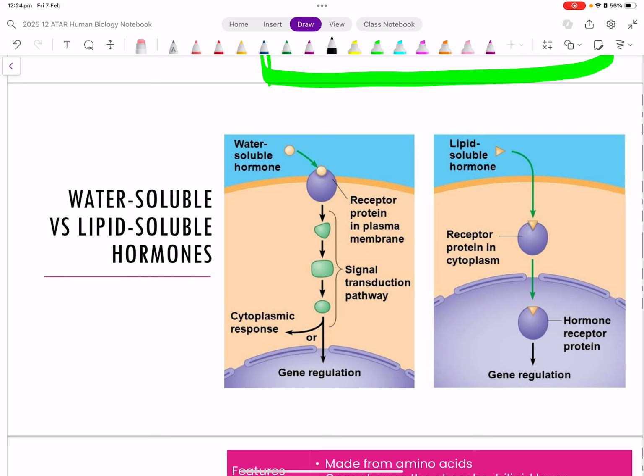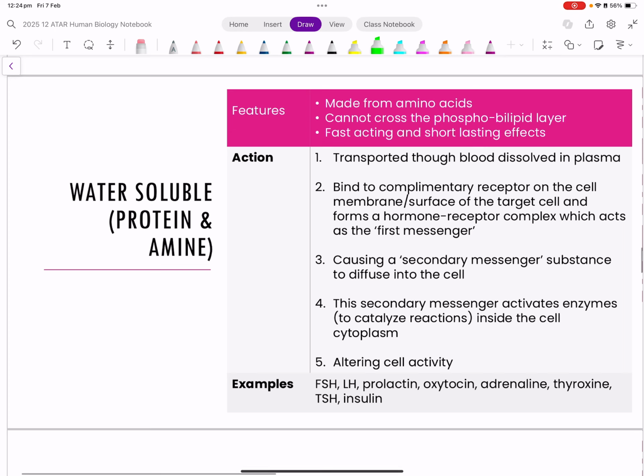And they work in different ways depending on whether or not they are firstly water soluble or secondly lipid soluble. We're going to have some different names introduced now for water soluble hormones and for lipid soluble hormones, but at their core, both water and lipid work in a slightly different way, and that is what we need to make particular note of. So let's get started now with a water soluble hormone.